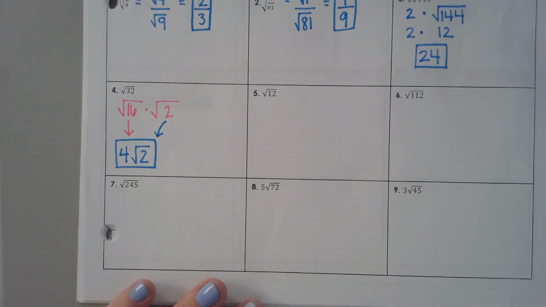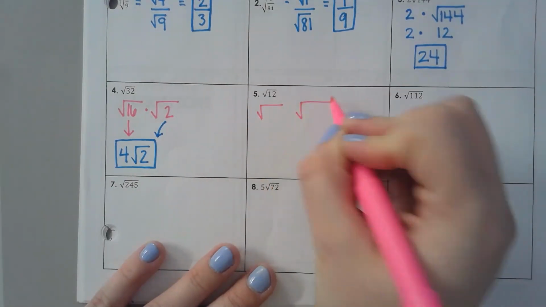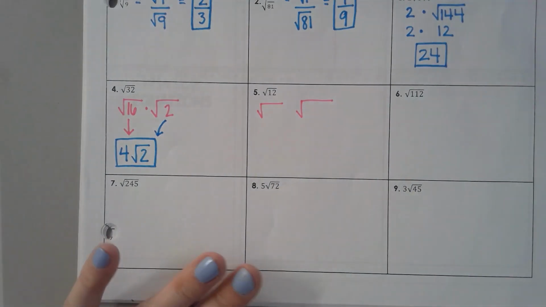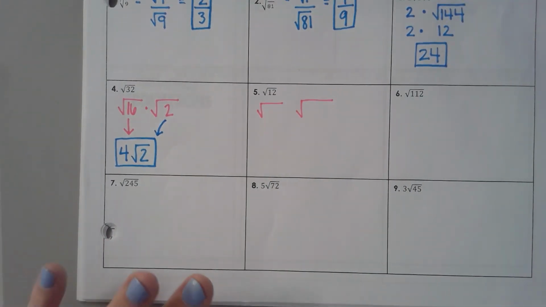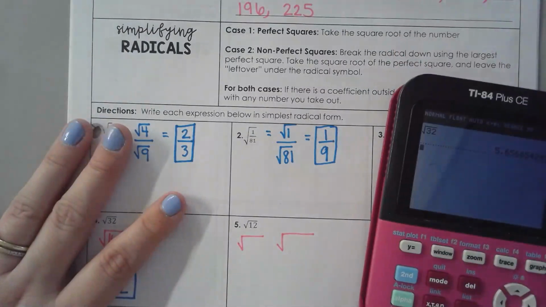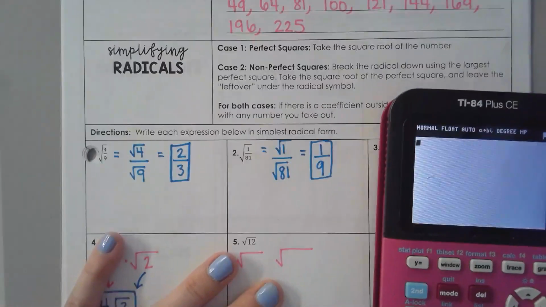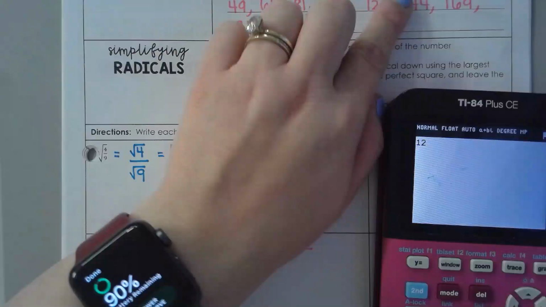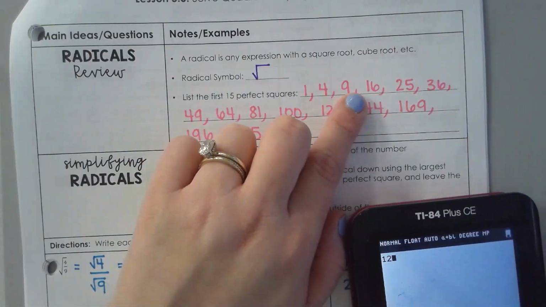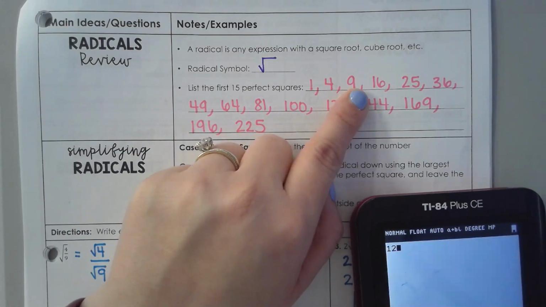Number 5. 12 is not a perfect square, which means I have to break it up. We want to know the largest perfect square that goes evenly into 12. So here's kind of how you would figure that out, especially if you don't know your multiplication tables. Start with 12. Now find the biggest number that's under 12. That would be 9. And start dividing.